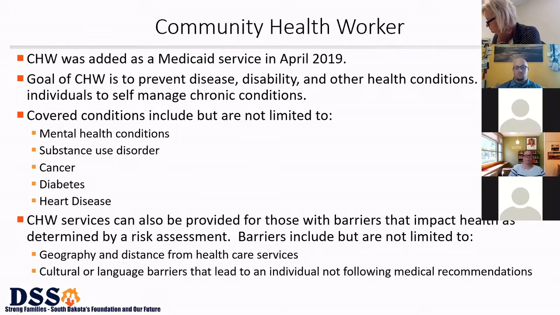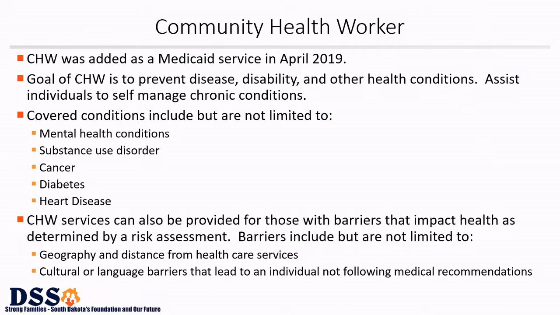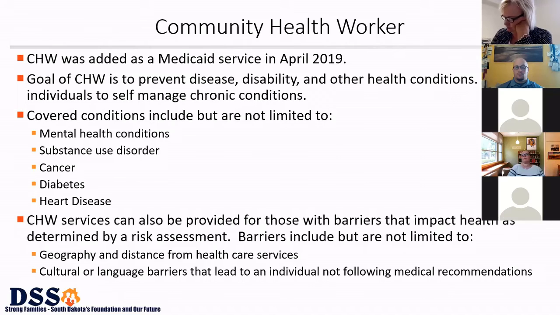It's got a complete list of covered conditions, but some of those conditions include substance use disorders, mental health conditions, cancer, diabetes, heart disease. It could also include tobacco cessation and some of those other types of services. But it can also be used for any Medicaid recipient who has a barrier that would impact their health. And the provider would need to do some sort of risk assessment to identify what those barriers are. But they could include things like geographic distance to a healthcare provider or cultural or language barriers that would prevent someone from possibly self-managing a chronic condition.